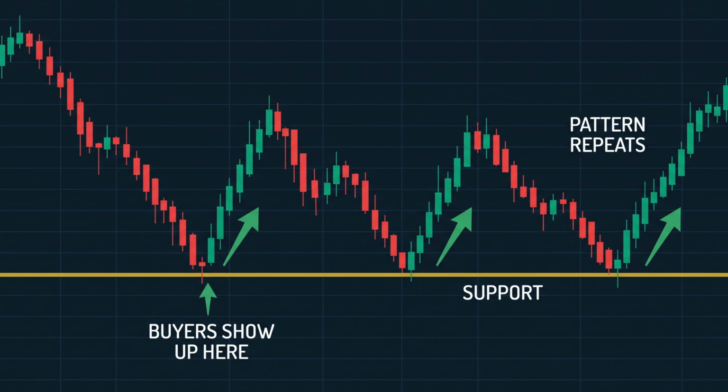They buy, price bounces. This creates a pattern. Every time price falls to that level, it bounces. This level now has a reputation. Price respects it. Professionals see this level and think, where can I buy the bounce? They set their entry right there.